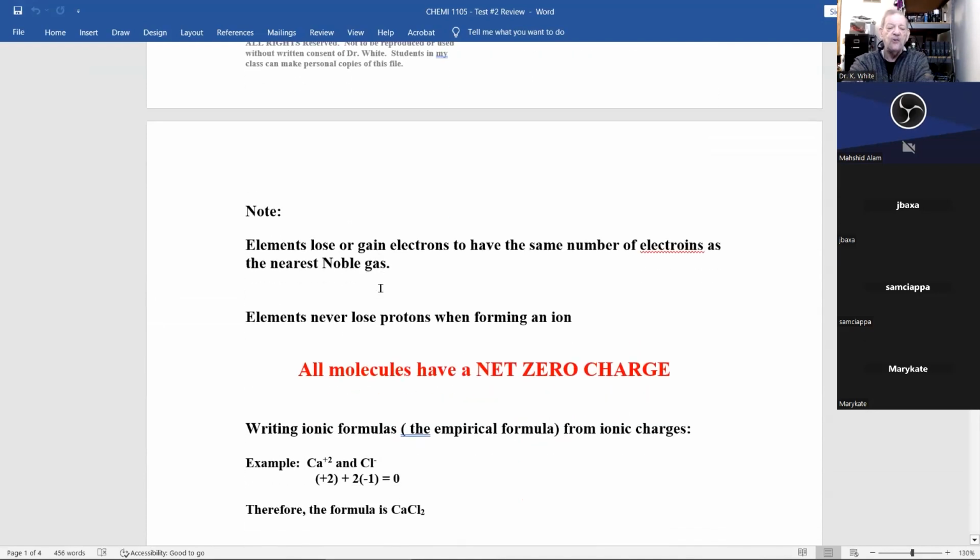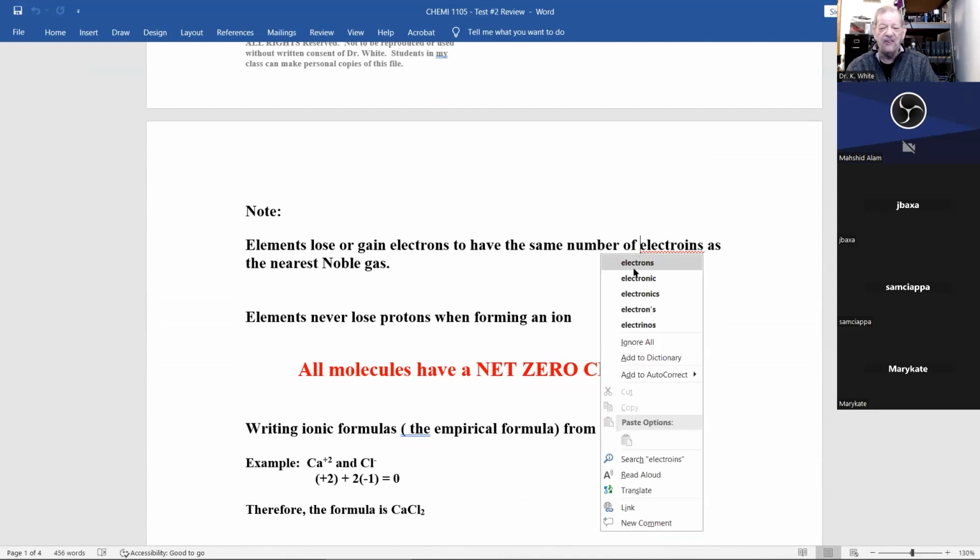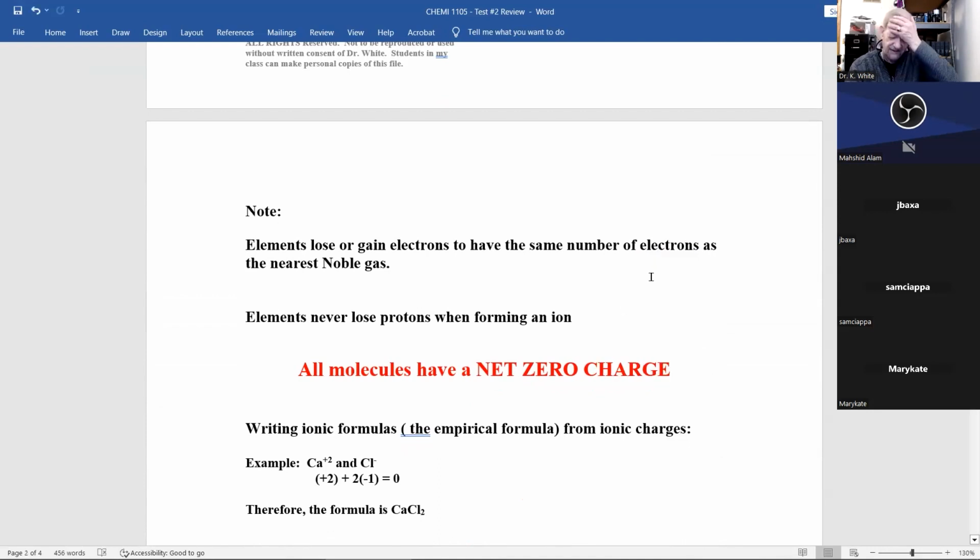And elements lose or gain electrons until they have the same number as the nearest noble gas. Oh, I misspelled this. I just invented a new word. I was always first down in spelling bee. But anyways, they have the same number as the nearest noble gas. Remember, elements never lose protons when forming an ion.